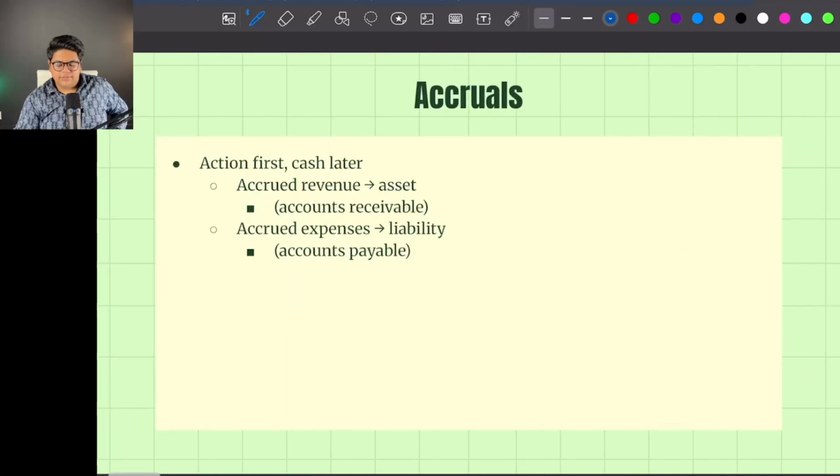The exact opposite are accruals. This is where your action comes first and your cash comes later. For example, accrued revenue is an asset, which is basically your accounts receivable. You got $5 worth of supplies from someone, but you said you'll pay them back later, so the cash is coming later. But now that would be your accrued expense actually, and your accrued revenue is basically your accounts receivable, where you gave goods to someone, you sold something to someone, but they said they'll pay you back later. So that's an account receivable, and that would be your accrual, action first, cash later, for an accrued revenue.